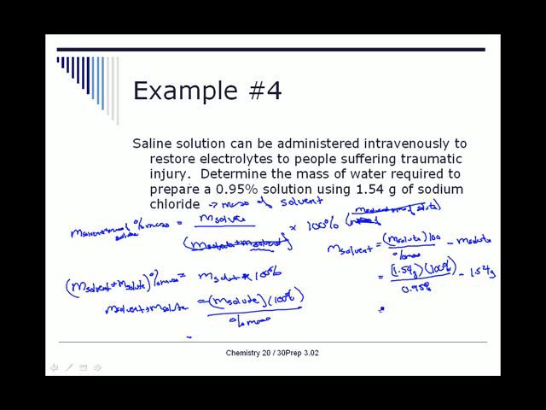When we run the first part of our equation through, we end up with 162.1 grams minus 1.54 grams, and we end up with 161 grams once we round it off to 3 significant digits. So the mass of water needed to make this solution would be 161 grams. When we add 161 grams of water to our 1.54 grams of sodium chloride, we end up with a solution with a concentration of sodium chloride of 0.95%.